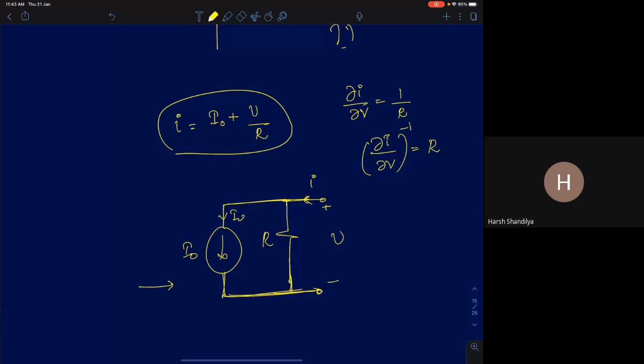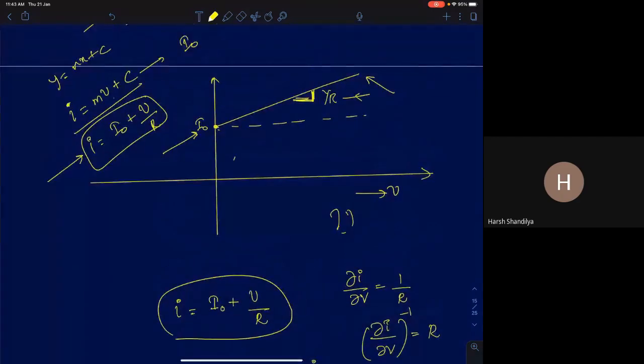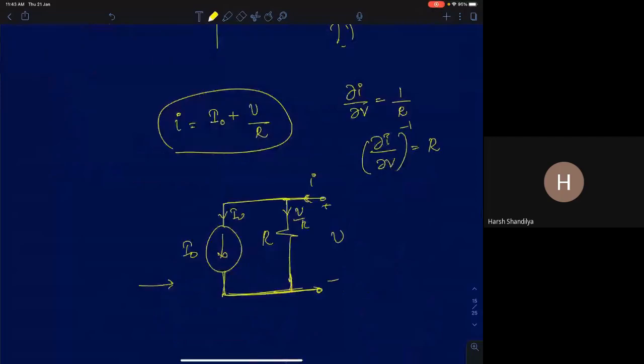So this is I naught and this is V by R. By putting a resistor in parallel with the current source, I can capture a characteristic like this. This tells me if I increase my voltage, the current will also increase slightly. That can be captured by putting a resistor in parallel with this current source.